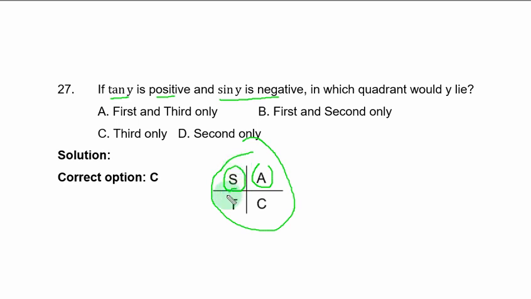In the third quadrant, tangent is positive. In the fourth quadrant, cosine is positive. So if tangent is positive in the third quadrant, it means sine is negative. So third quadrant is the correct answer, and that is option C.